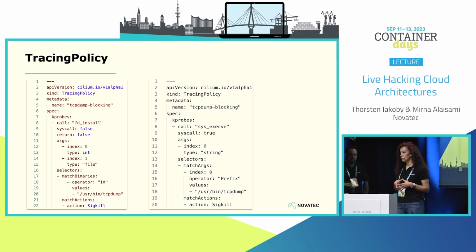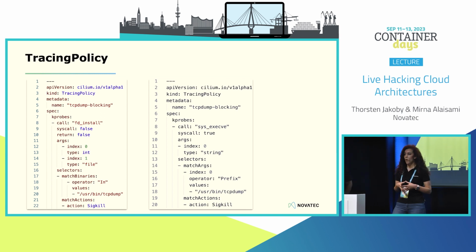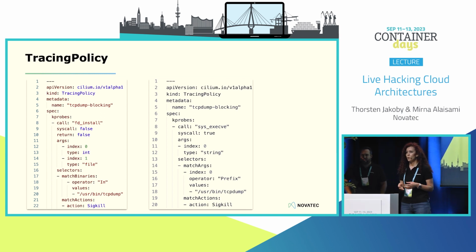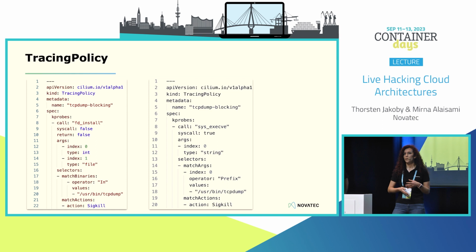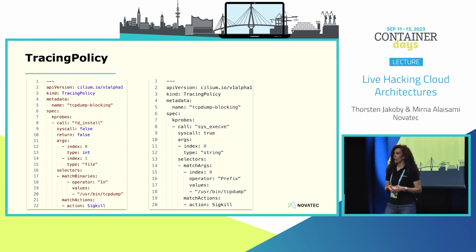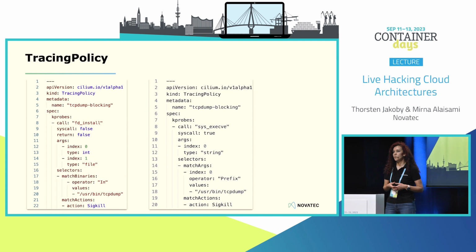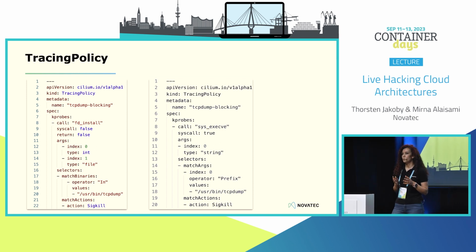So here, for example, I deployed a tracing policy using Tetragon, and I worked on the kernel function level. I used the fd install kernel function, which is triggered whenever a file descriptor is installed into the process file descriptor table. So whenever you do any I/O operation with a file. And I said whenever this binary tcpdump tries to call that kernel function, I want to kill the process and prevent it from continuing.